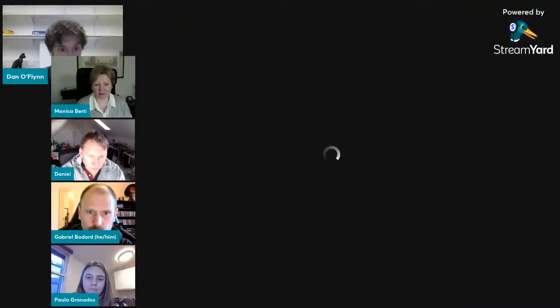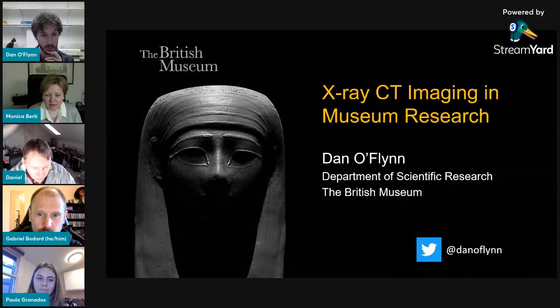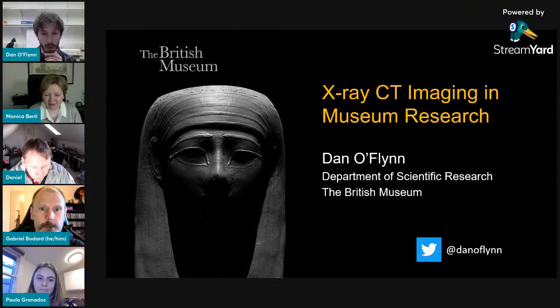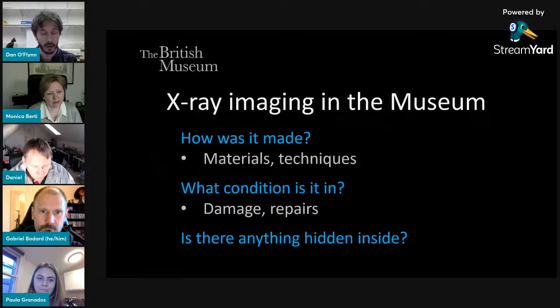So my name is Dan O'Flynn, and I work in the British Museum. My job title is X-ray imaging scientist, and the department I work in is called scientific research. We're about 100 years old. What I just want to do very briefly before I talk about what I do is show you where we sit in the museum and what my job is.